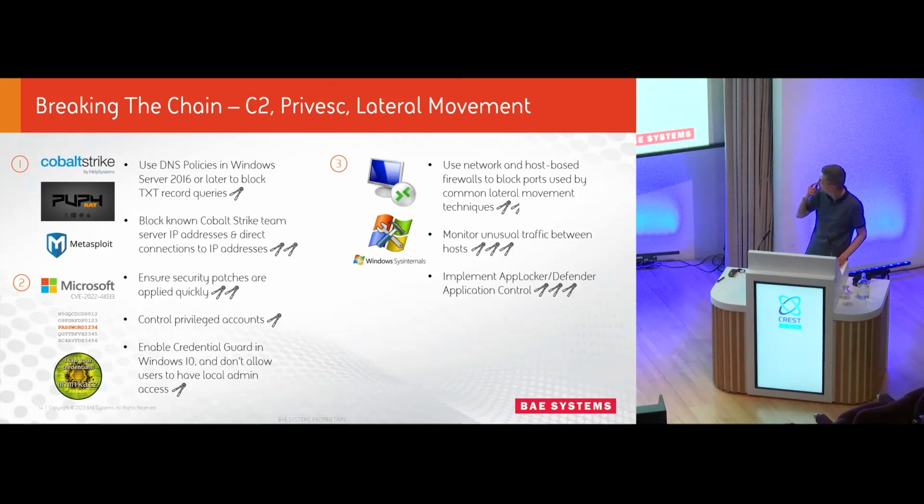A bit trickier is monitoring for unusual traffic. You really have to have a good understanding of what normal looks like on your network, where the normal flows are between different network segments. So this is quite a hard one to implement. And then AppLocker or Defender Application Control, application allow listing, is really good for preventing any unknown executables from running. But again, it's quite difficult for organizations to configure and maintain that.